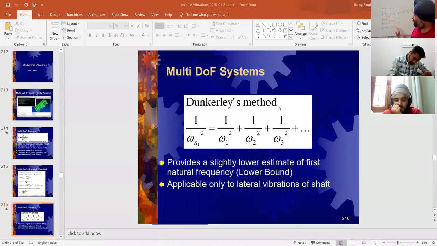So this is one aspect which makes Dunkerley's method a very simple one, but it has limitations also. It is written here that it's applicable only to lateral vibrations of shafts. So that way, the applicability of Dunkerley's method is pretty limited. Anyhow, it is easy, and if you come across this kind of problem in the exam, you know immediately that yeah, this is an easy kill.